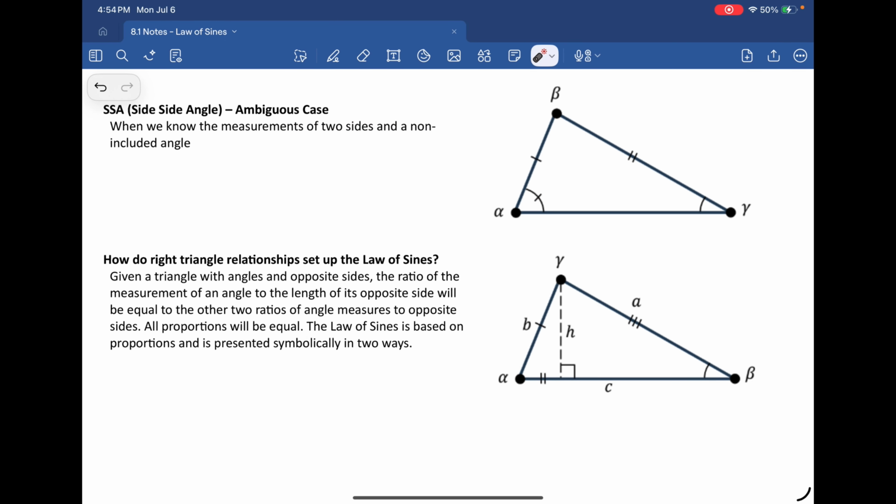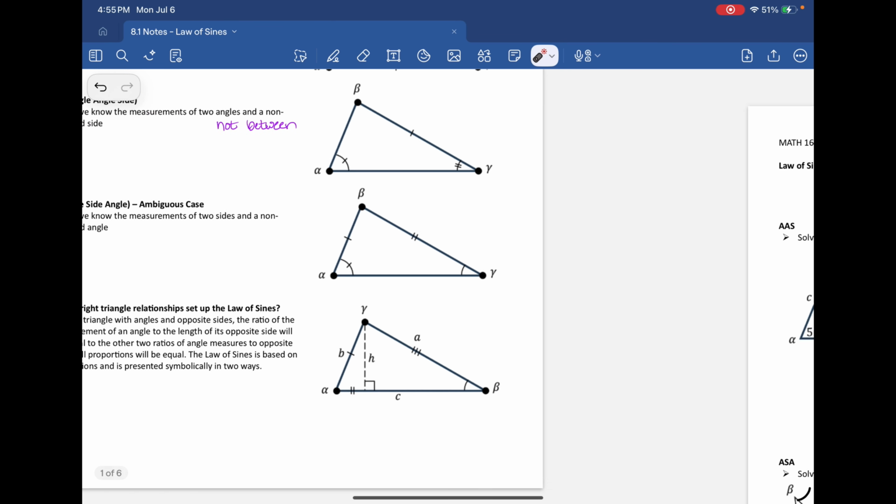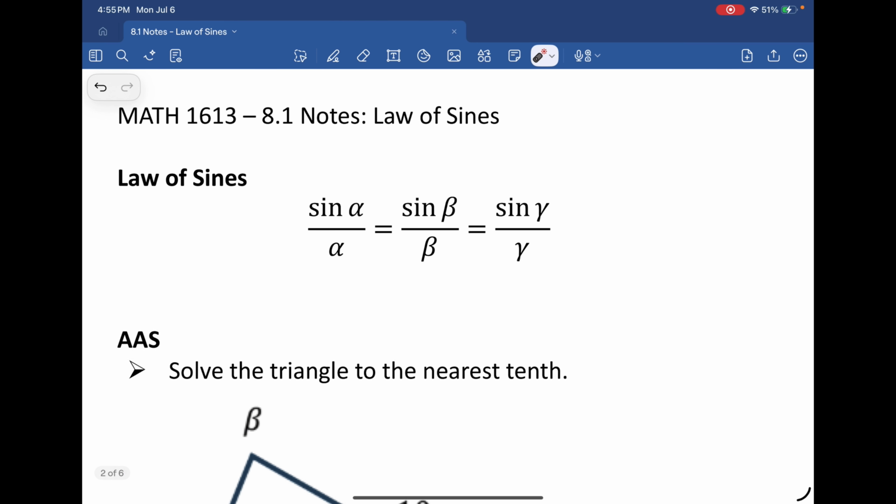So how do the right triangle relationships set up the law of sines? Given a triangle with angles and opposite sides, the ratio of the measurement of an angle to the length of its opposite side will be equal to the other ratios. So this is what I mean.